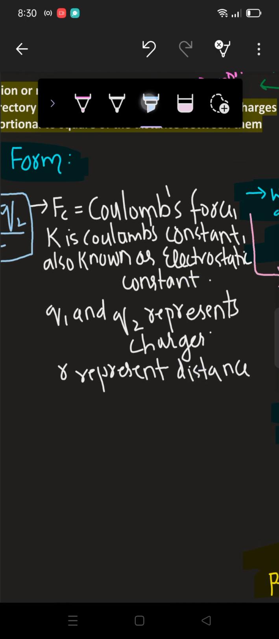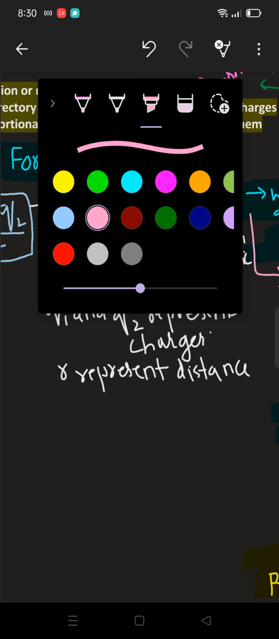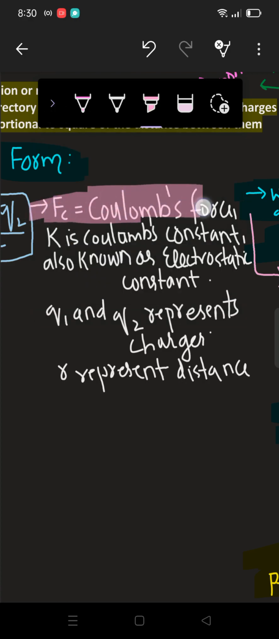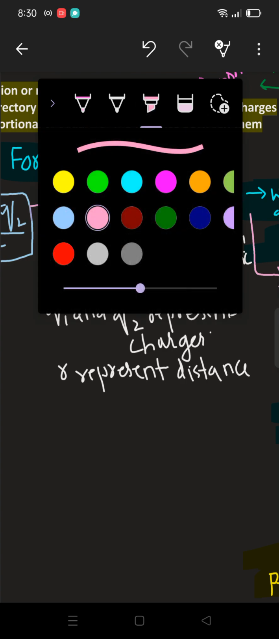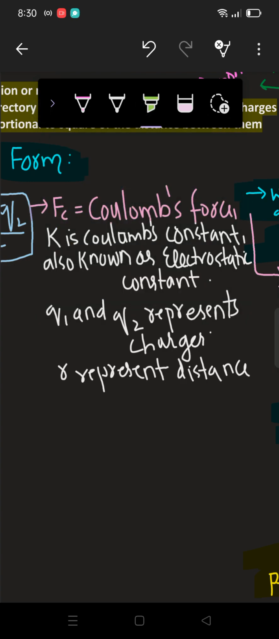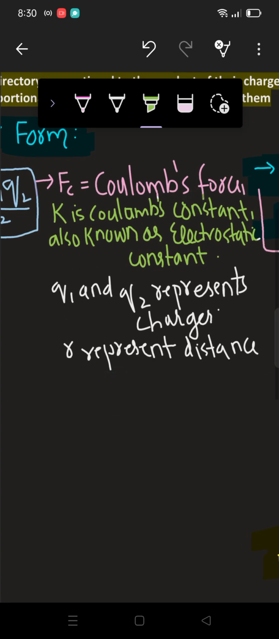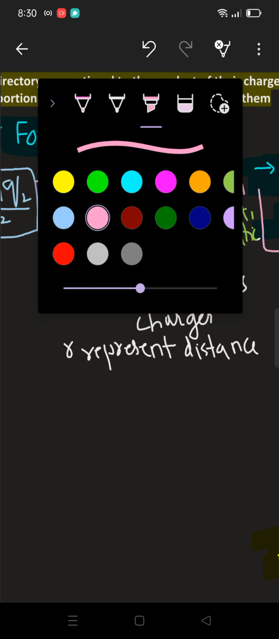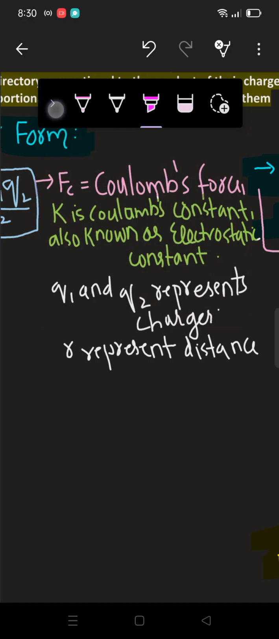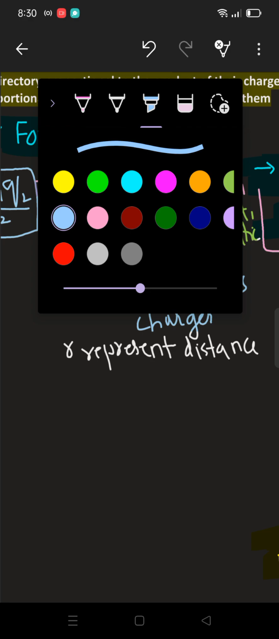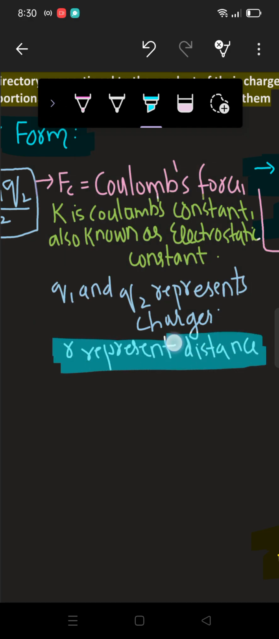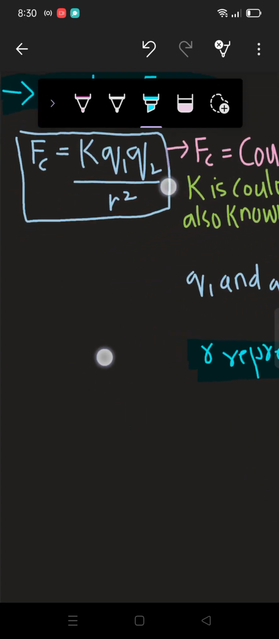So let me highlight these with different colors so that they cannot be mixed up. Fc is the Coulomb's force, all right? K is Coulomb's constant, which is also known as the electrostatic constant, whose calculated value is equal to 9 into 10 to the power 9 Newton meter square per Coulomb square. Q1 and Q2 both represent the charges here, and R represents the distance between these two charges.